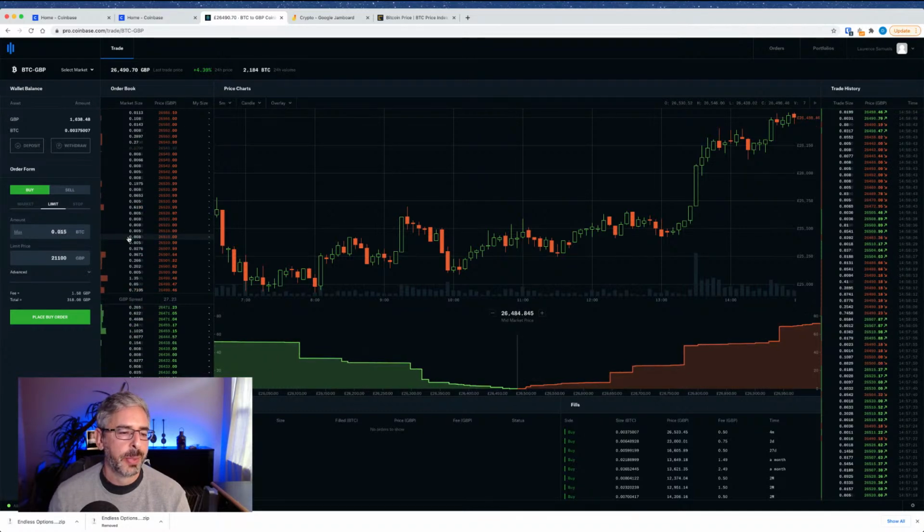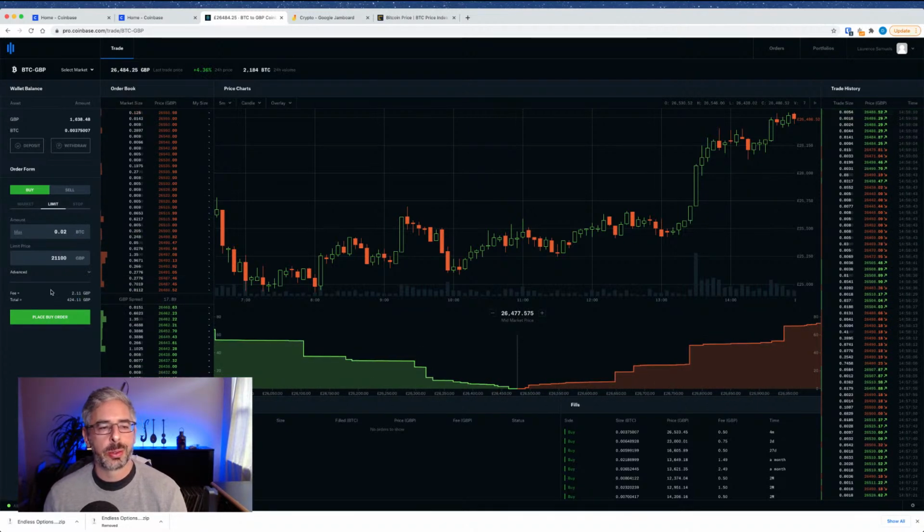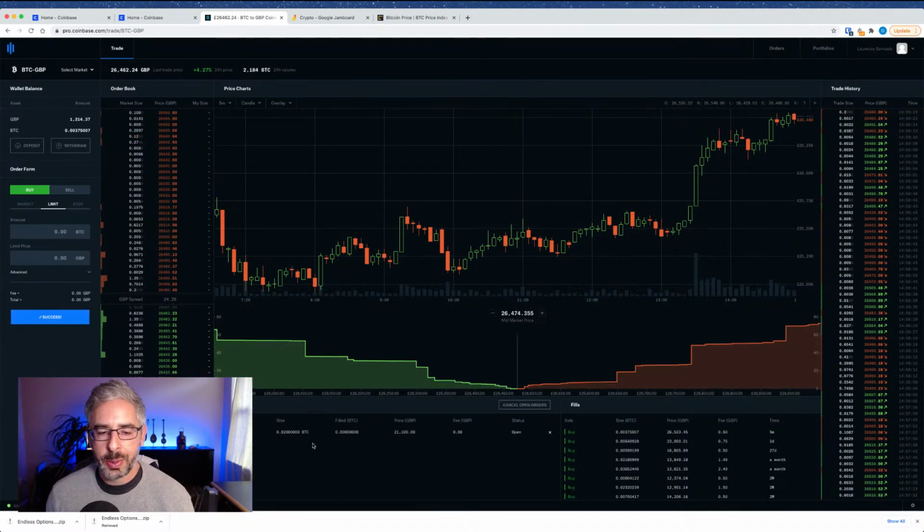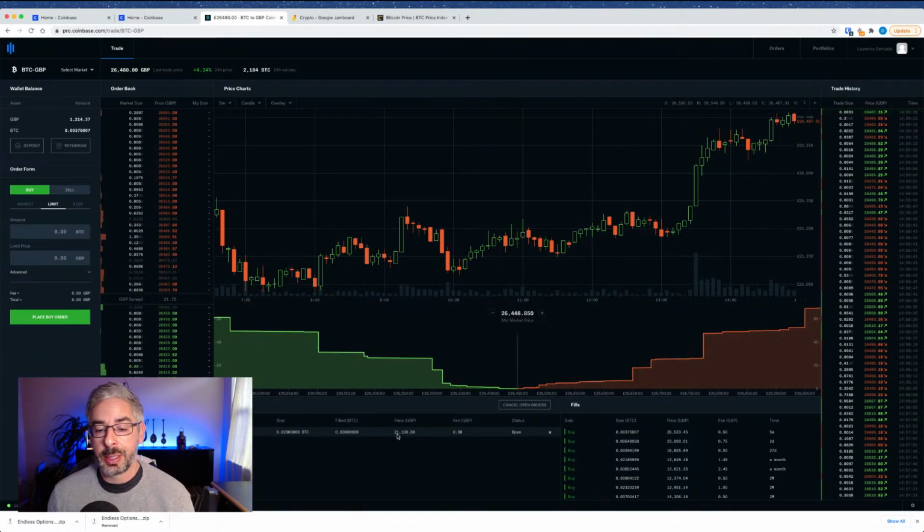If I add a 0 right there, now you can see that would be a total of 318. So I'm actually trying to get to about a 400-pound buy order. So I'm going to put 0.02. Right now that's changed to 421 pounds and 11 pence if this executes, which again, I don't think it will, but let's go ahead and set that order. That's going to be a limit order. Make sure you've got that set up there with limit, and I'll hit place buy. And now you can see right here, we have this order open to hopefully fill at 21,100 pounds.